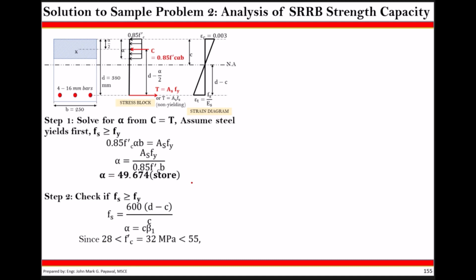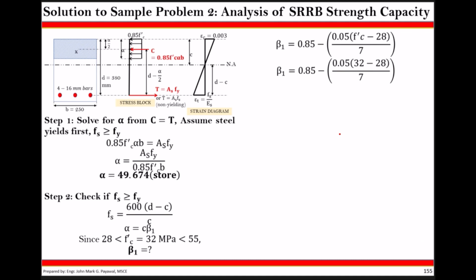In here, your Fc prime is already 32. It's greater than 28 but less than 55. So what would be the value of your beta 1? Pause the video to remember the working equation for beta 1. The working equation would be 0.85 minus 0.05 times Fc prime minus 28 over 7. In cases wherein we're using 2001, this will change and would use 30. But because we're using 2015, we will use minus 28. Just for future reference. Pause the video if you want and solve for beta 1.